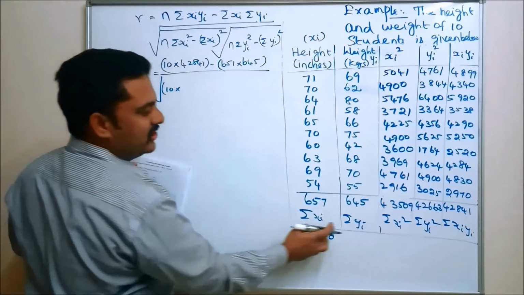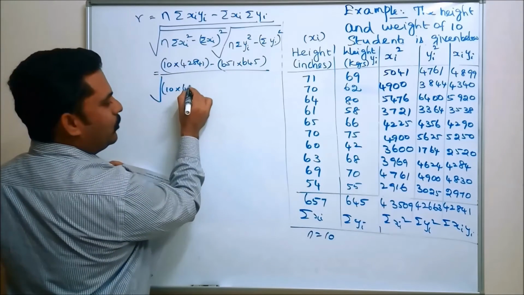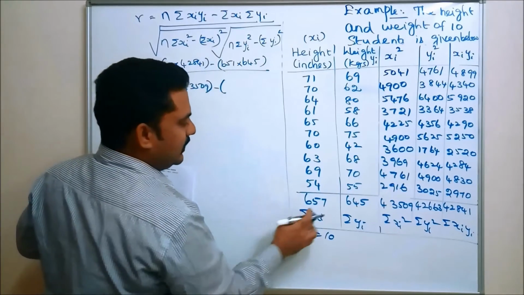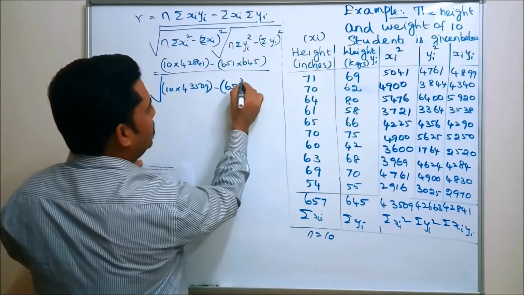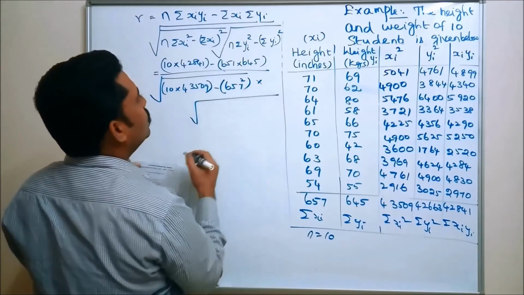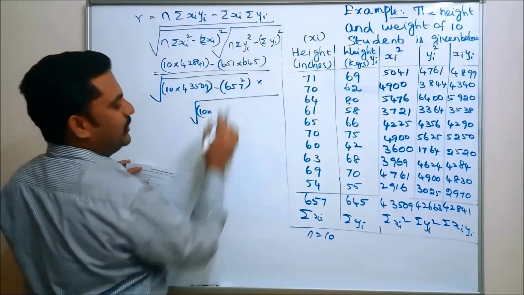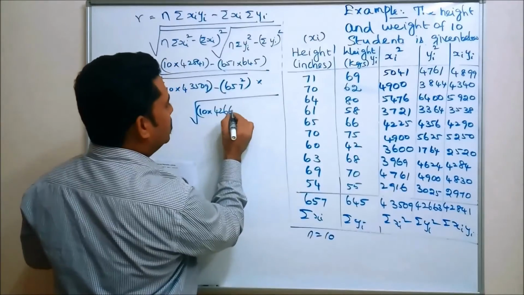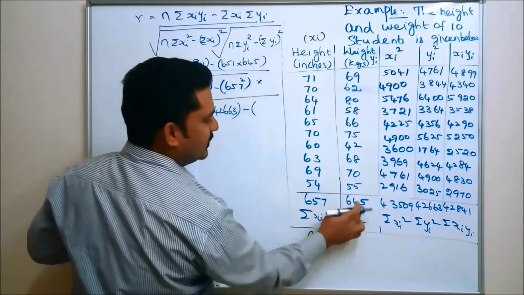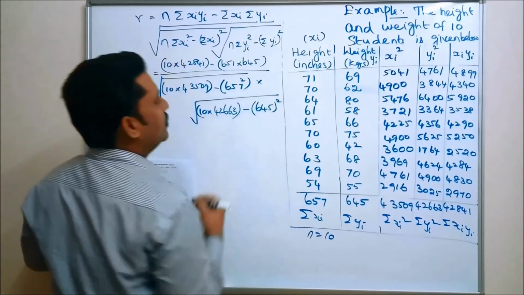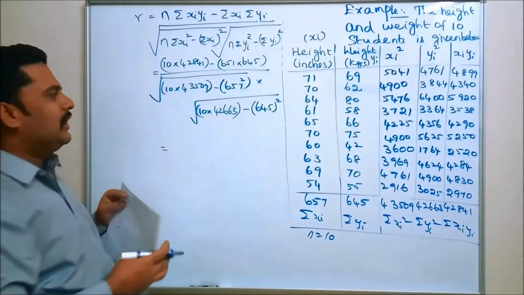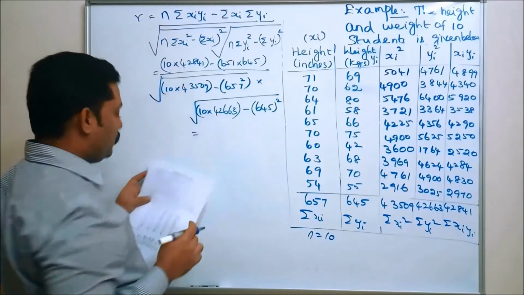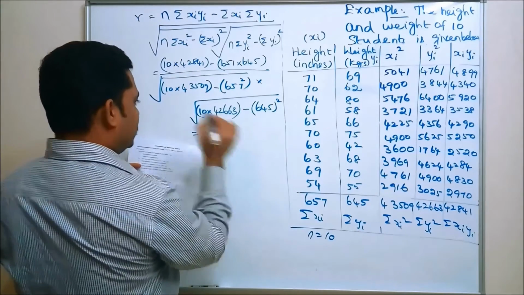value of n is 10, summation xi power 2 is 43509 minus summation xi, 657 power 2, into square root of n is 10 into summation yi power 2, which is 42663 minus summation yi, 645 power 2. So just do the manual computation or use your calculator to find the value of the correlation coefficient, which I found is 0.77.